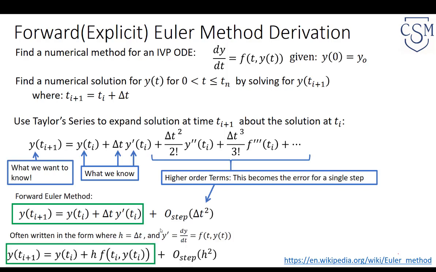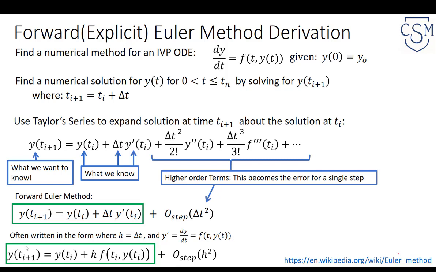It is often equivalently written in the form where we say that delta t is given as this step h. So oftentimes the notation for delta t, or any time step or independent variable step, is given as h, and y prime is really the derivative of y with respect to t, and we really say that that's just equal to some function of this ODE with respect to t and y of t.